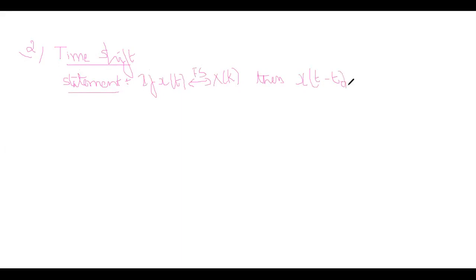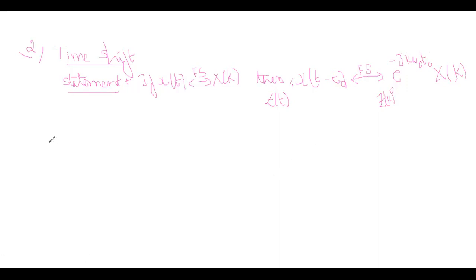So the given signal x of t is shifted by t naught samples. The Fourier series of that is e power minus jk omega naught t naught into x of k. Following, my dear students, take z of t as the shifted signal and z of k as its Fourier series. You have to prove that z of k is equal to this.